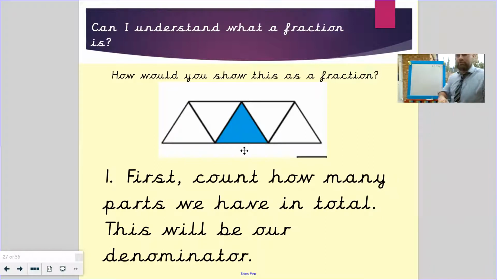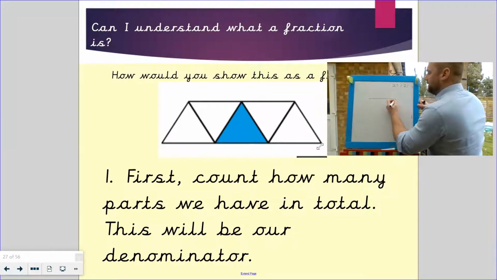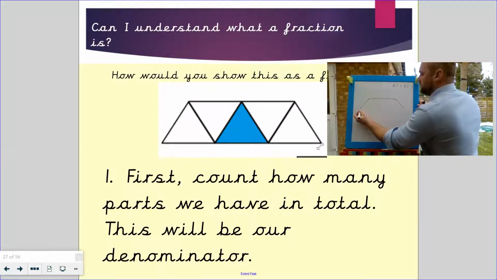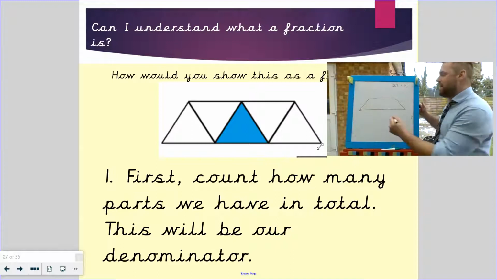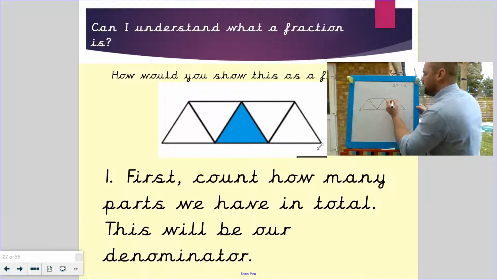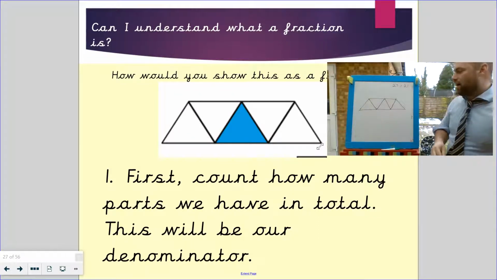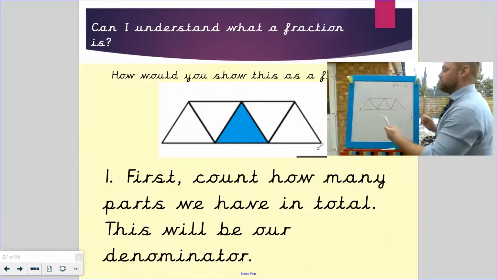So I'm going to draw this onto the board for you. I'll make myself a little bit bigger so you can see what's going on. So this is the shape. That is my whole shape there, okay? And we've divided it into our parts there, into different parts. How many parts do we have in total?